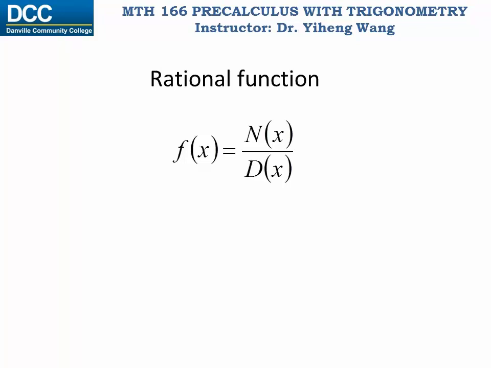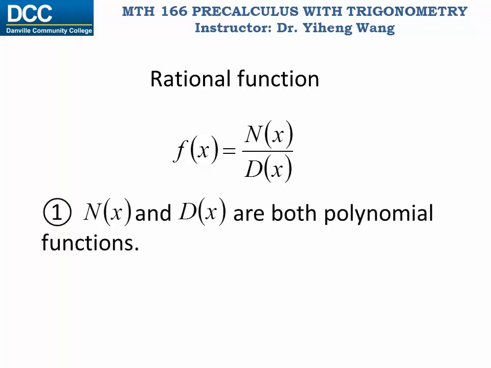A rational function is defined this way as the quotient of N(x) and D(x). Here, N(x) represents the numerator function and D(x) represents the denominator function. Both N(x) and D(x) are polynomial functions. And of course, the denominator function cannot be 0.